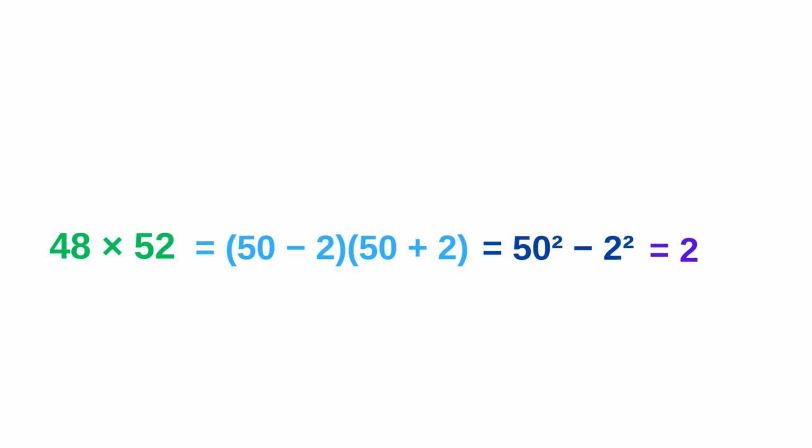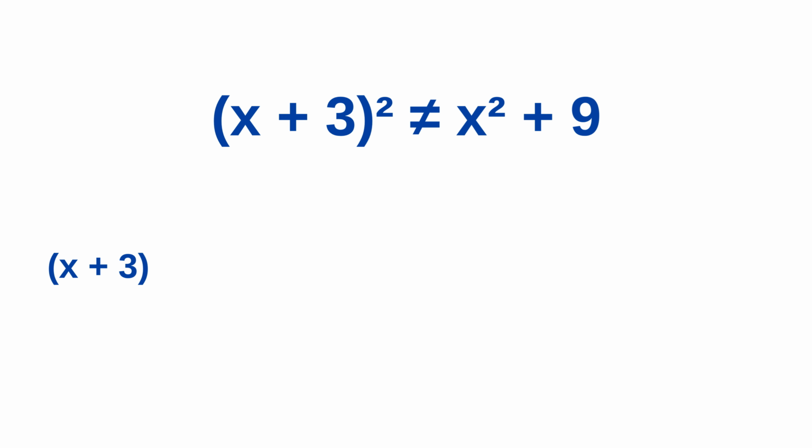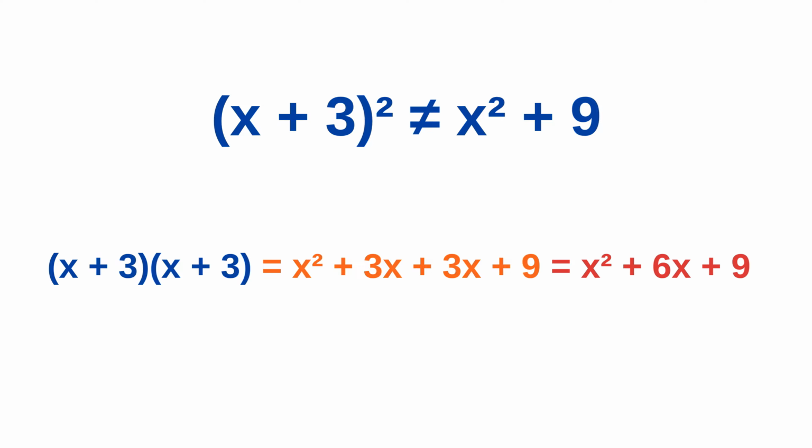So 48 into 52 equals (50 minus 2) into (50 plus 2) equals 50 squared minus 2 squared equals 2,496. A long multiplication has become a difference of two easy squares. But algebra demands precision. For example, (x plus 3) squared is not equal to x squared plus 9. The correct expansion is (x plus 3) into (x plus 3) equals x squared plus 3x plus 3x plus 9 equals x squared plus 6x plus 9.